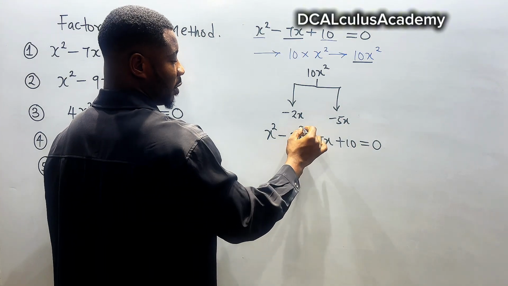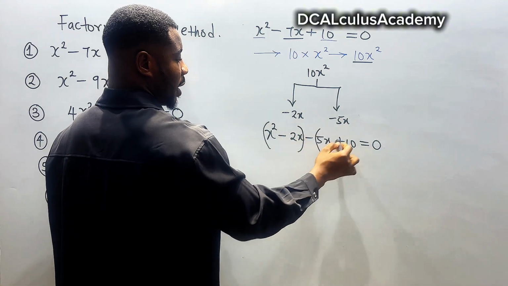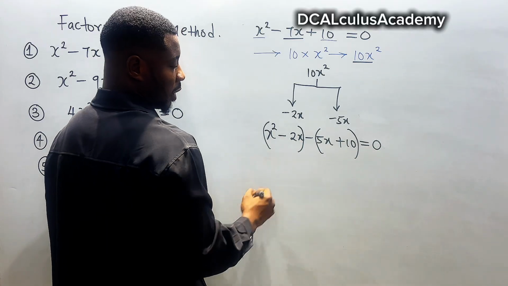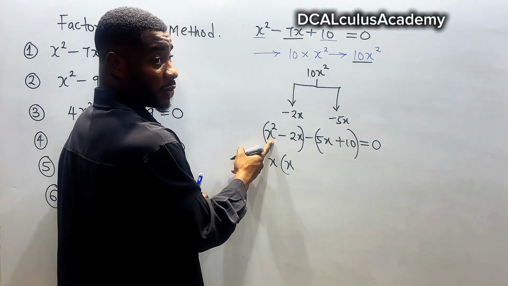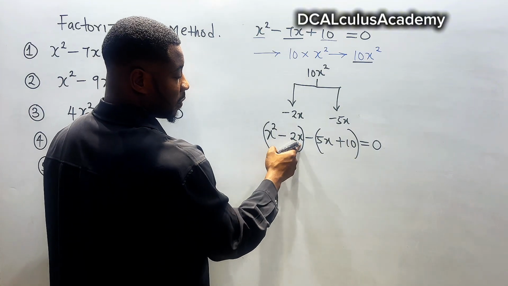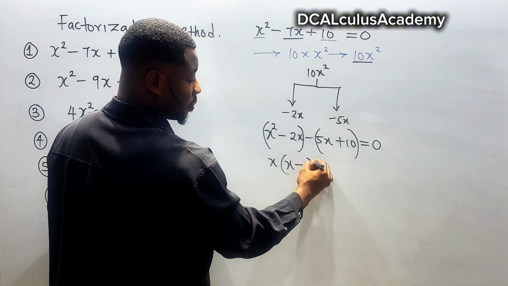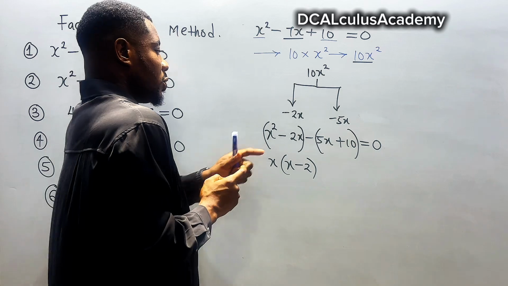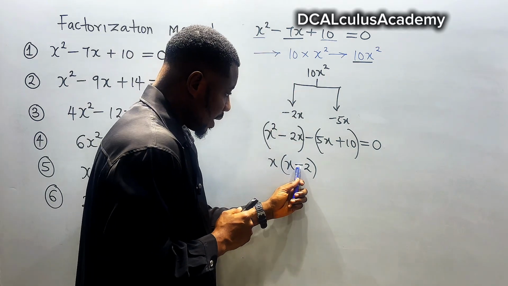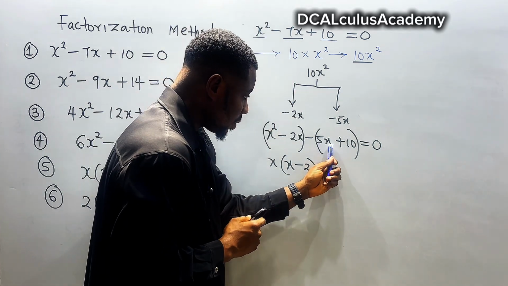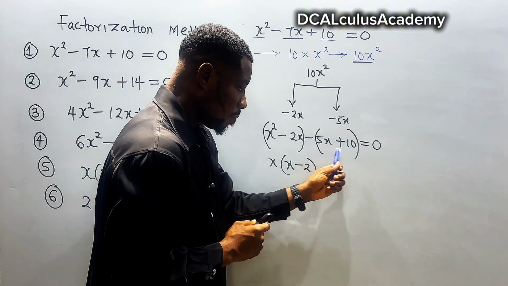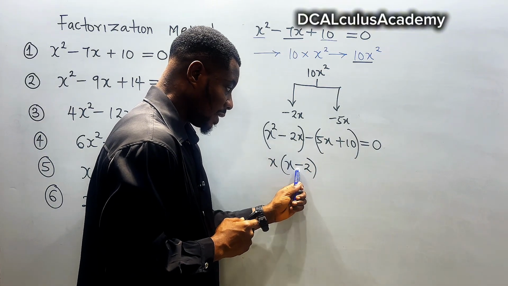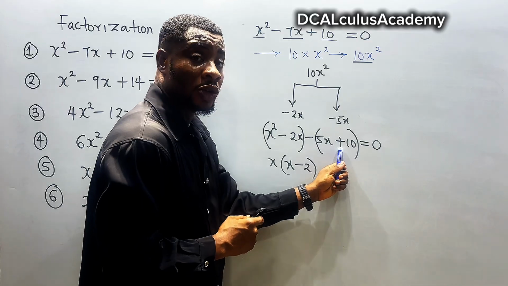Now if I group, x is common here. So if I bring out x, we'll be left with x here. If I bring out x from x squared, I'll be left with x. If I bring out x from minus 2x, I'll be left with negative 2. Now, because of this negative sign here, if I bring out just 5 from here, I'll be having x plus 2. But what I have here is negative, so what should be here should also be negative.